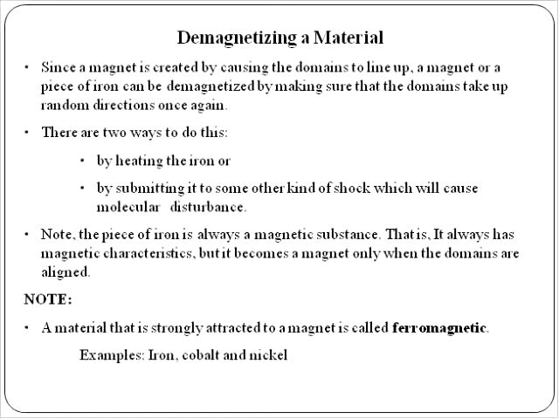It can all be explained by that. Now, a piece of iron, even if it's not a magnet, we still call it a magnetic substance because it has magnetic properties.